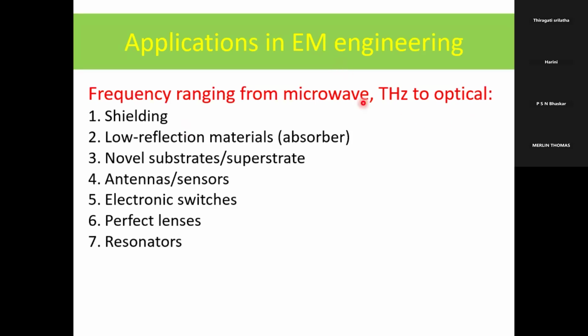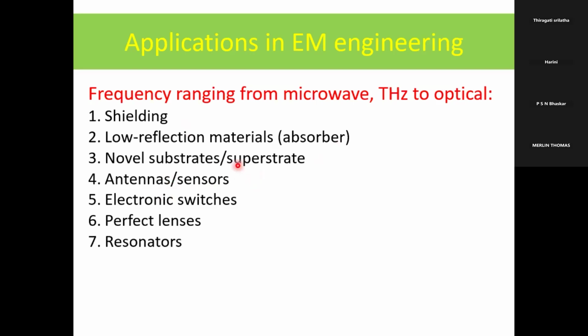There are many applications ranging from microwaves, terahertz to optical. So many applications, different frequency ranges you can use. One is shielding. Shielding means it will not allow waves to go to other domains. And low reflection materials like absorbers, where everything will get absorbed. And novel substrates and superstrates. By placing the superstrates, you can have a focusing mechanism or divergence or convergence. These properties you can realize.